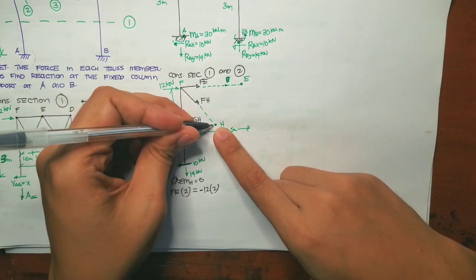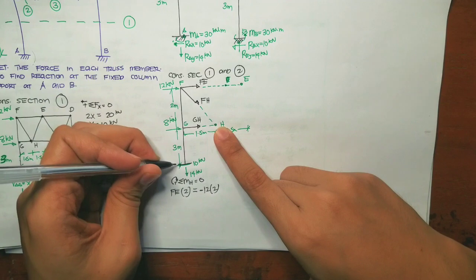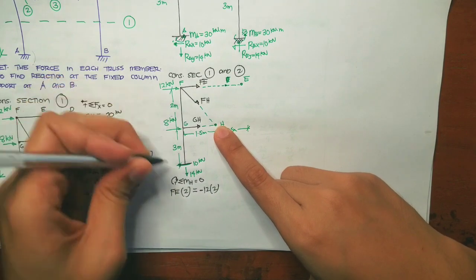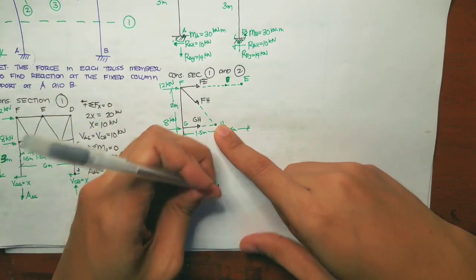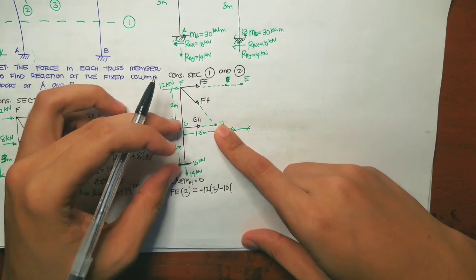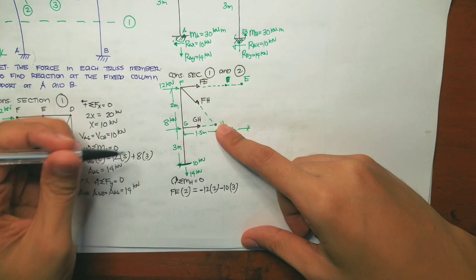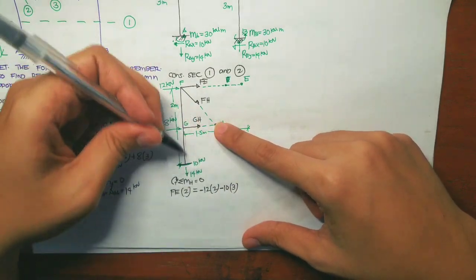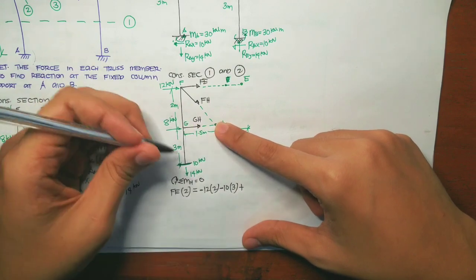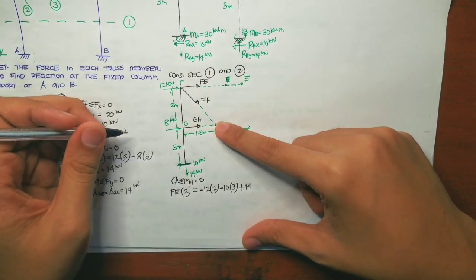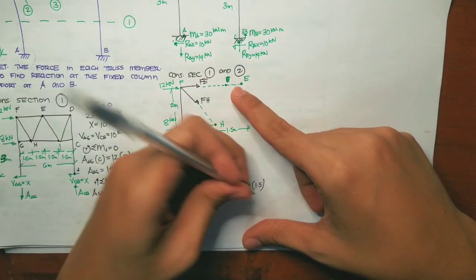Yung 8 mo naman is concurrent, tatama sa H. So, don't need to consider this. So, yung 10, magproduce din ng clockwise moment. So, minus 10, multiply by the distance of 3. And then yung 14, so that will produce a counterclockwise. So, since nilipat sa kabila, magiging positive. So, plus 14 multiplied by the distance of 1.5.